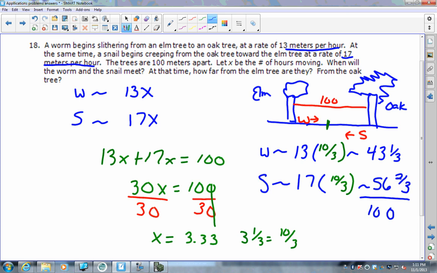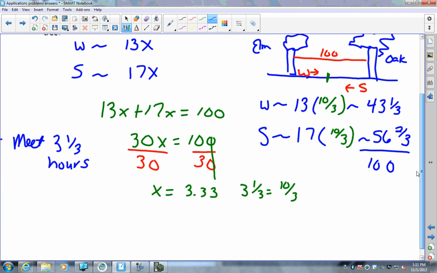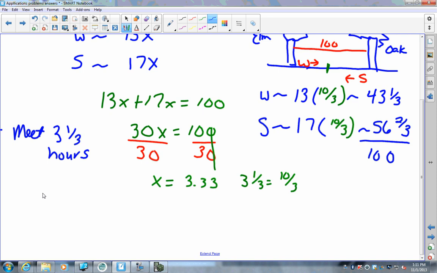Okay, but then it says, when will the snails meet? They're going to meet at 3 1/3 hours. Now, think about that. What is 1/3 of an hour? It's 20 minutes. 1/3 of an hour is 20 minutes. So they're going to meet at 3 hours and 20 minutes.